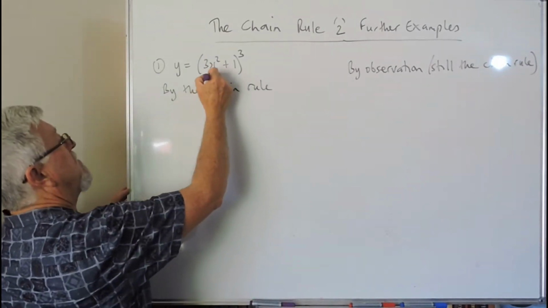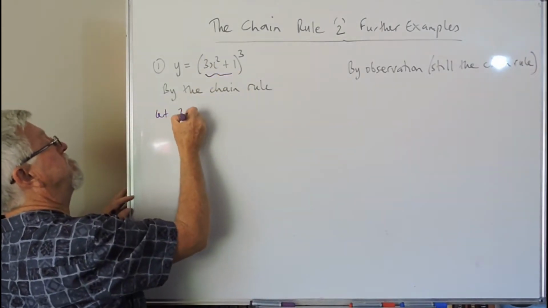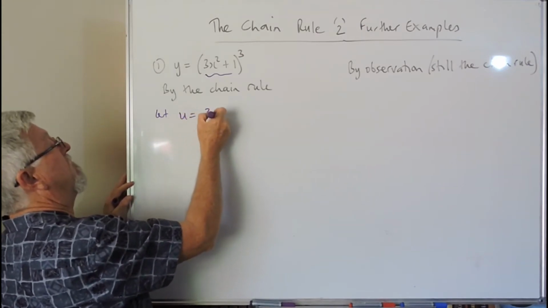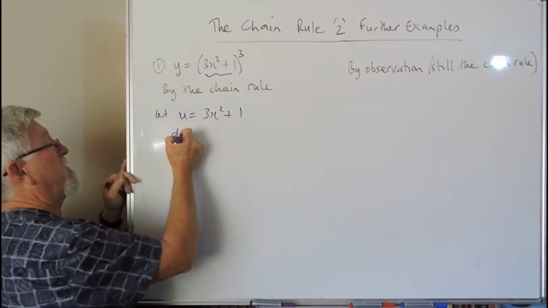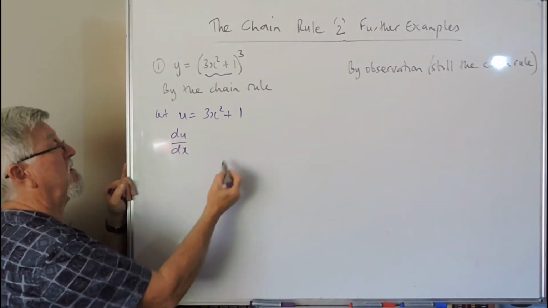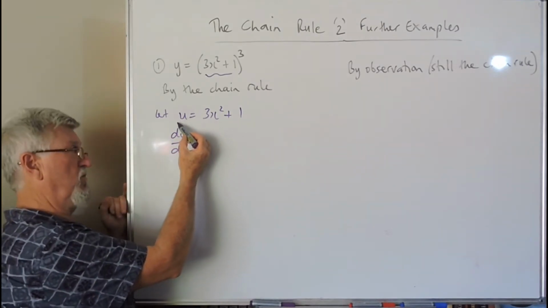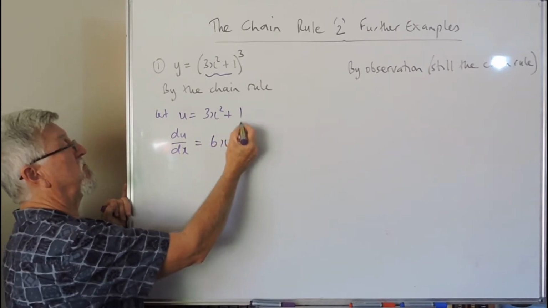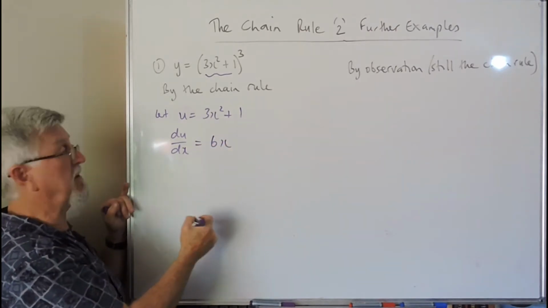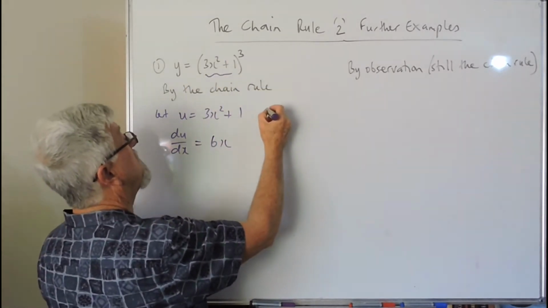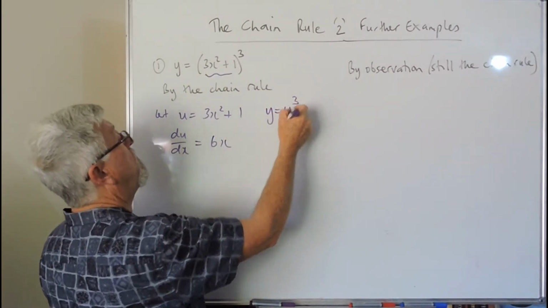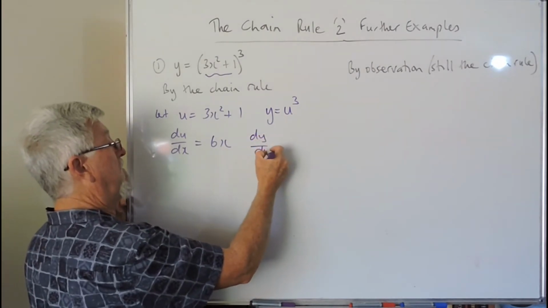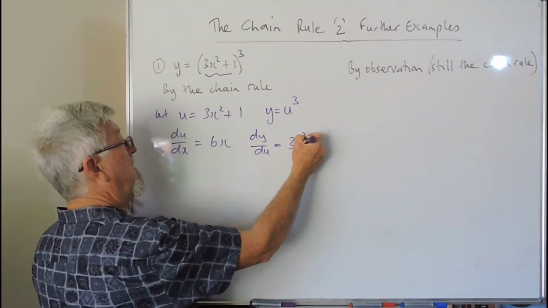I'll let the inside equal u. So I can differentiate that as du dx, differentiating the expression called u using the letter x. So that's just a normal everyday 6x, and what happens to the 1? It disappears and it becomes nothing. So now I have a new expression called y equals u cubed. I've replaced the inside by u. I can get dy du as 3u squared.